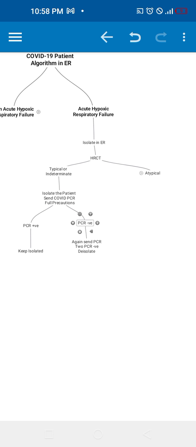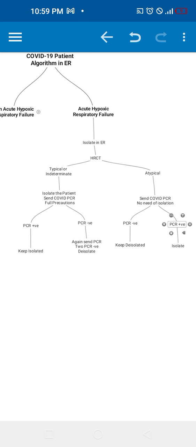If the finding is atypical, we will again send the PCR, but there is no need for isolation at that time. Then the PCR finding may be positive or negative. If the PCR finding is negative, we will keep the patient de-isolated, and if the PCR is positive, then we have to isolate the patient.